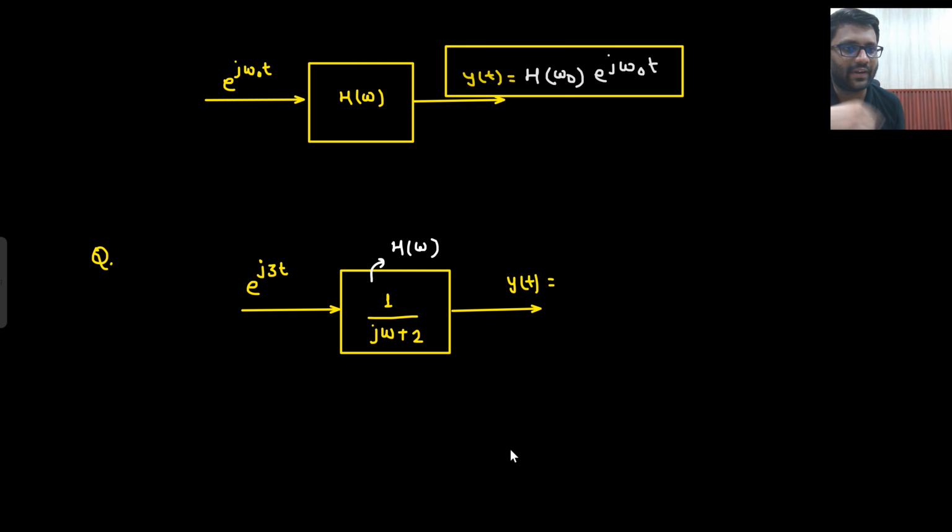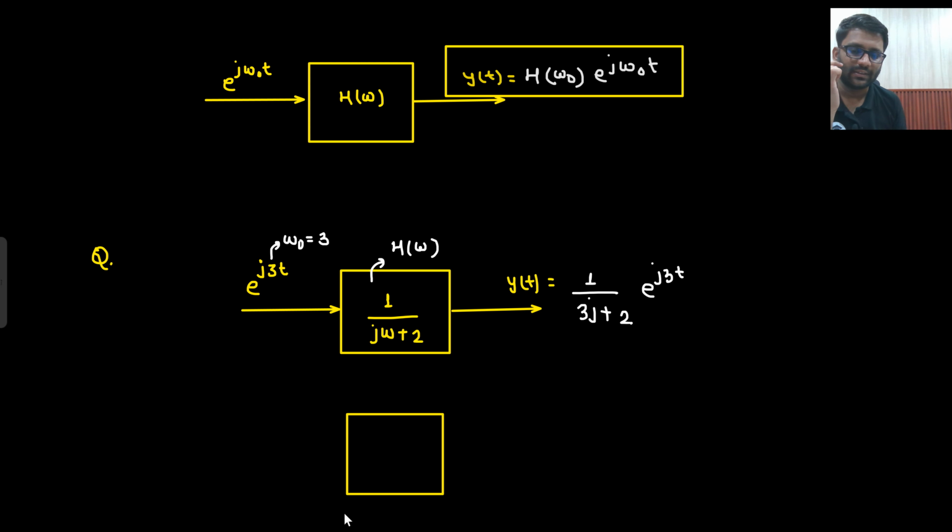So if H of omega is defined, that means by default you know that the ROC will be including the j omega axis. So from here, what do you need to pick? Will you pick 3j? No. The omega naught value is 3 only. So you need to write down 3 here. So what will be your y(t)? 1 upon 3j plus 2, e to the power j3t. Basically, it could have been defined in this manner as well. What I am saying is, 1 upon s plus 2.